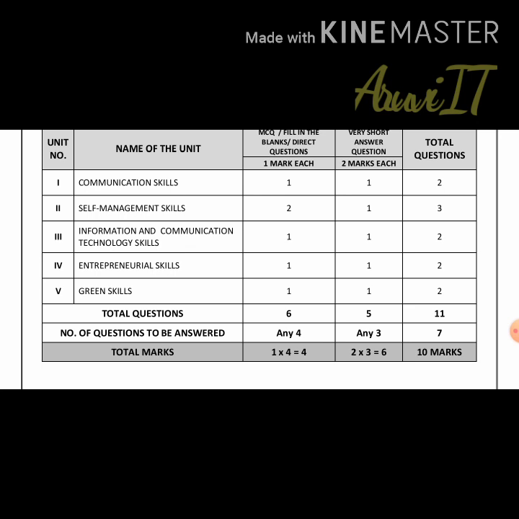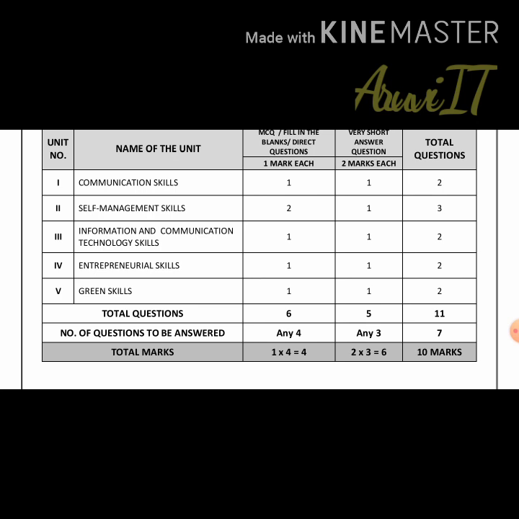Out of these questions we have to write any 4. Totally we get 6 1 mark questions. Instead of 6, we can write only 4 1 mark questions. Like that, they will give 5 2 mark questions. In that we can answer any 3 of the 2 mark questions. So totally 4 plus 3, we will write only 7 out of 11. Out of 11 questions, we can write only 7 questions.